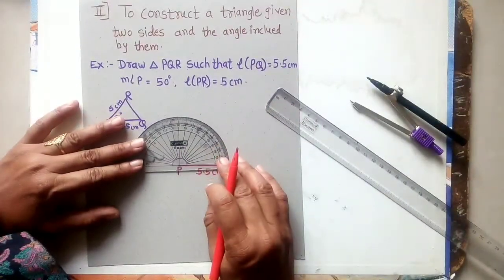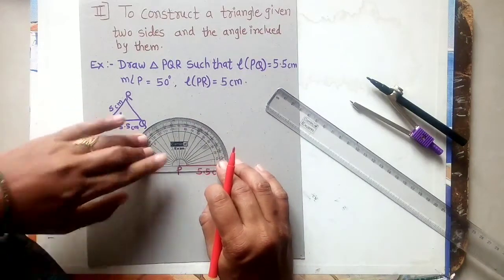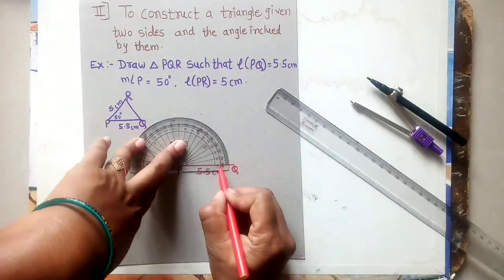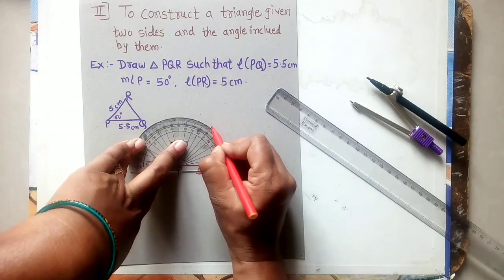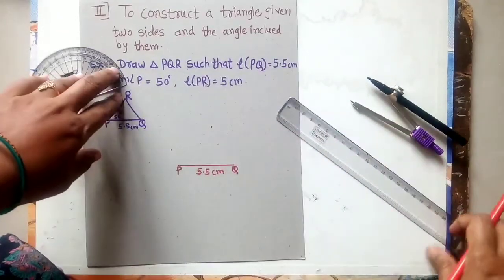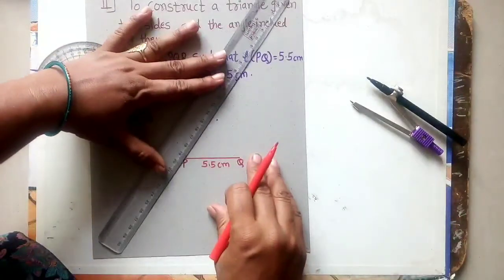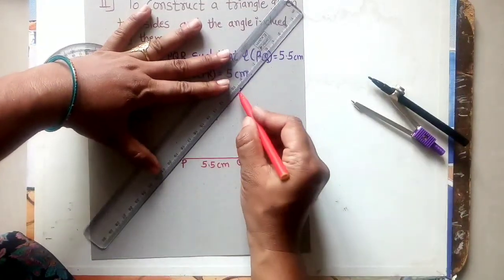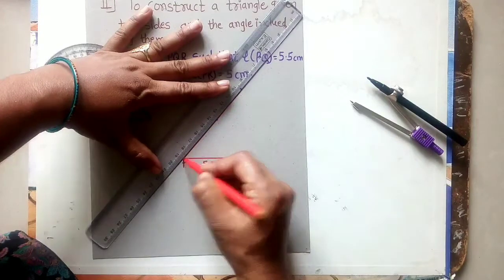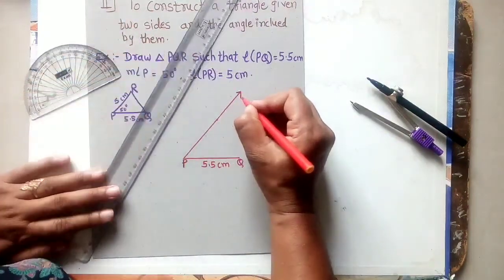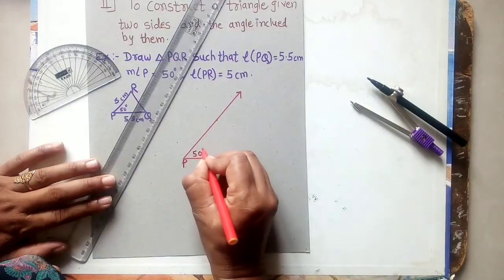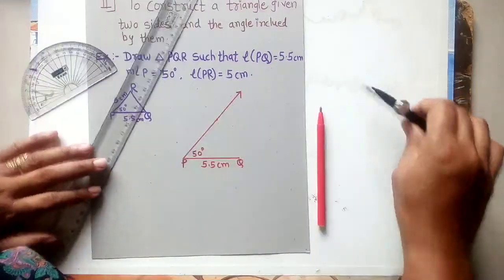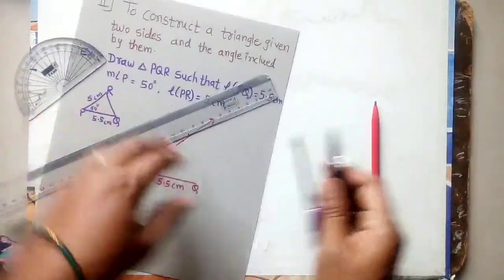Since angle P has a measure of 50 degrees, in the example, draw ray PG of 50 degrees using a protractor. Take the 50-degree marking on paper, then draw a ray from point P through that marking. Ray PG is drawn so that the measure of angle GPQ is 50 degrees.